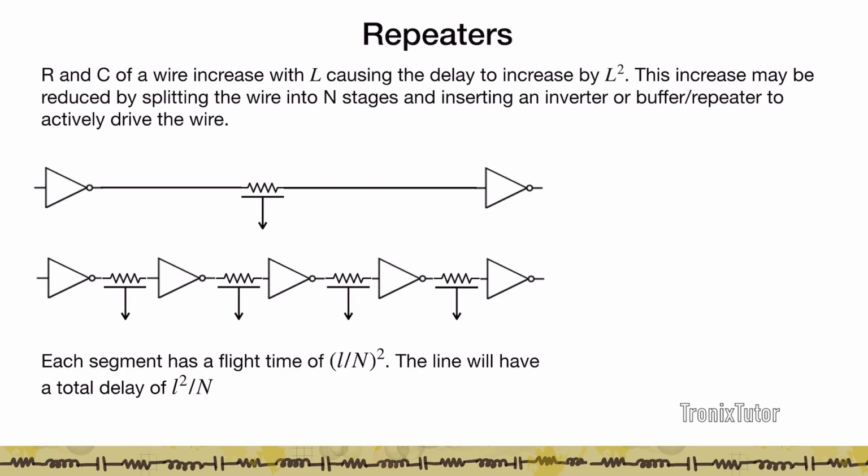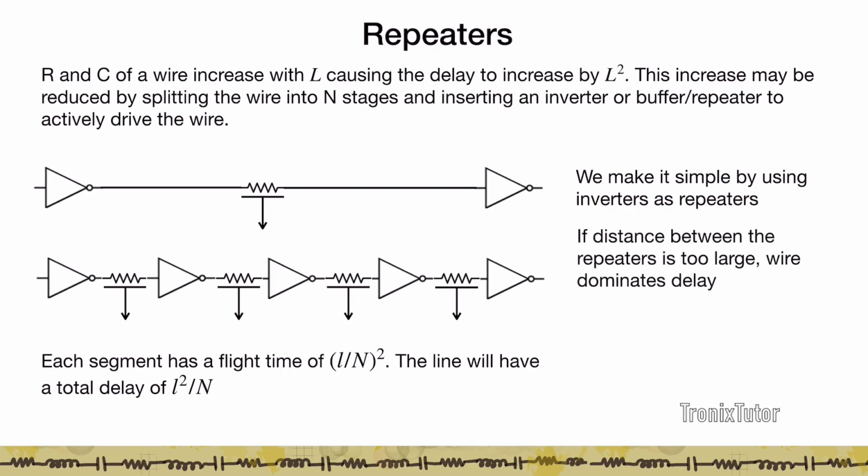Now let's look at the pros and cons of the same. For example, let's make it simple by saying that I can tolerate a true signal as well as a complement signal at the output of the wire. So a repeater can be just made using an inverter.